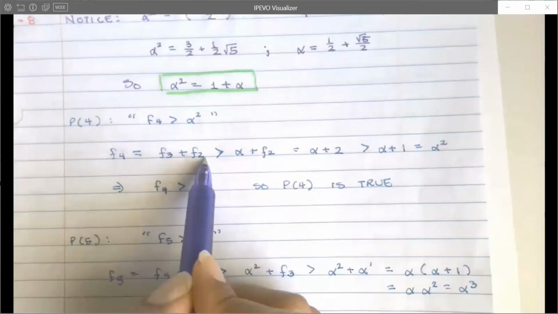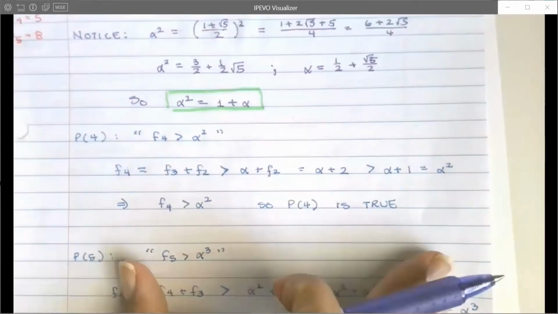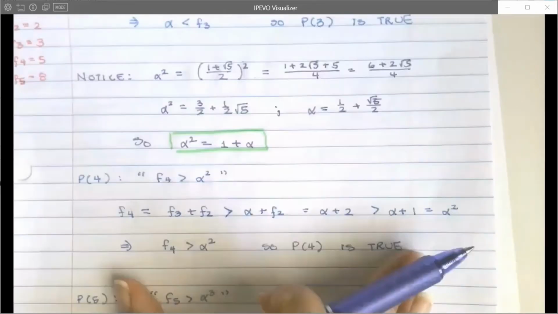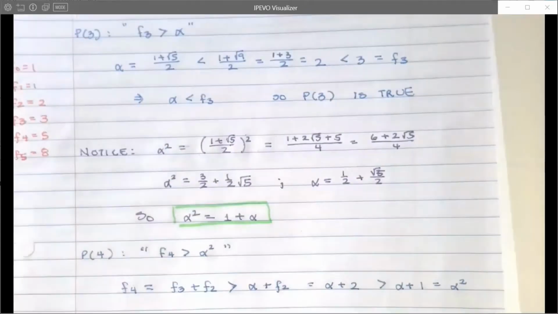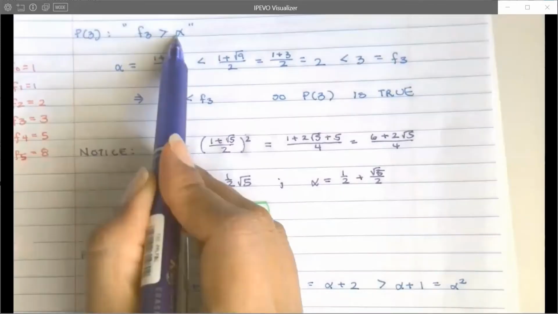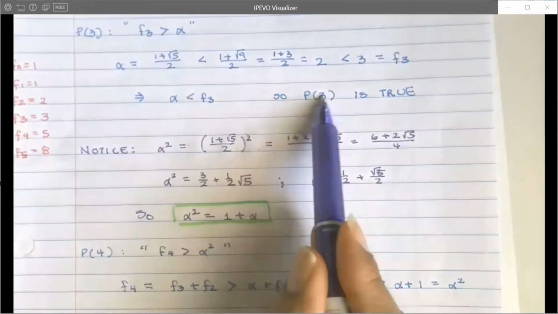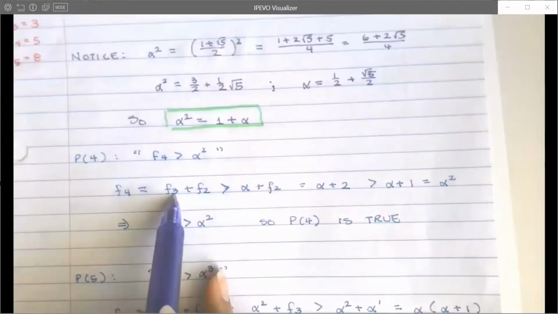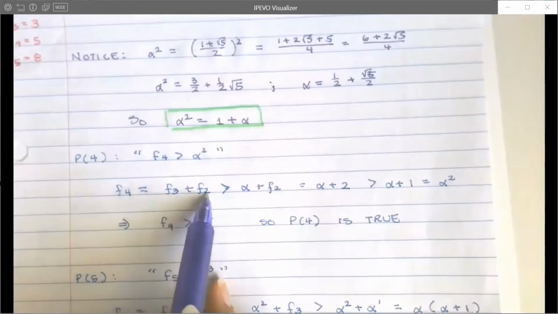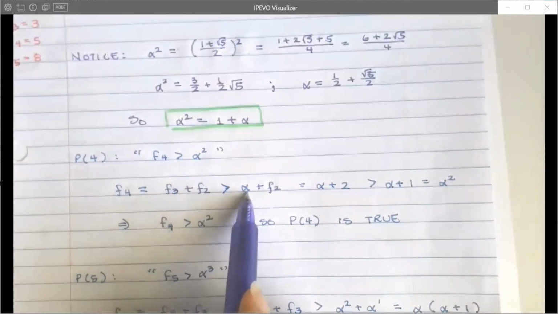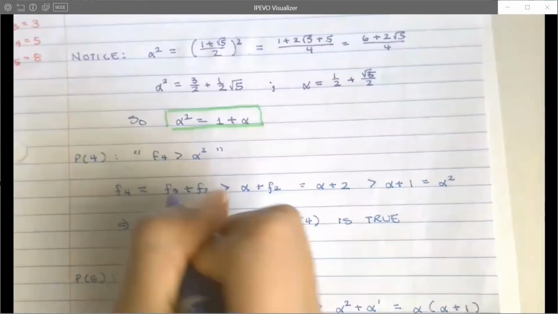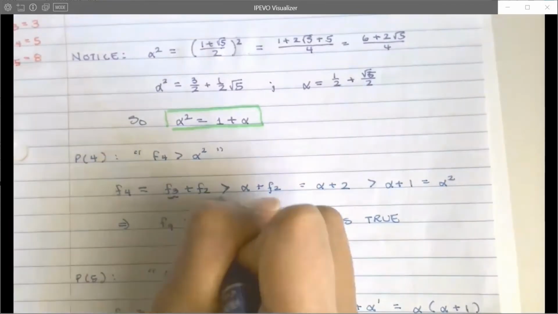And when we were looking at P of 3, we saw that F3 is actually larger than alpha. We proved that that is true. Okay, that was one of the things that we saw. So in this expression, F3 plus F2, that is going to be greater than alpha plus F2 because F3 is larger than alpha.